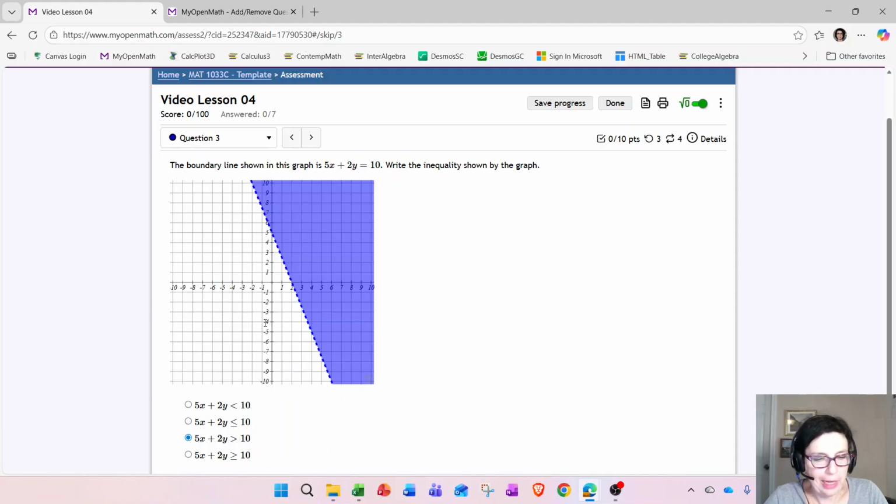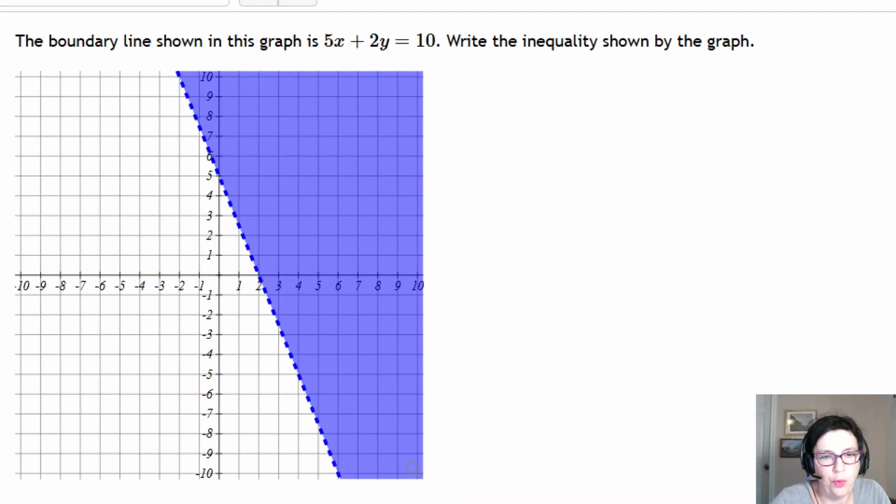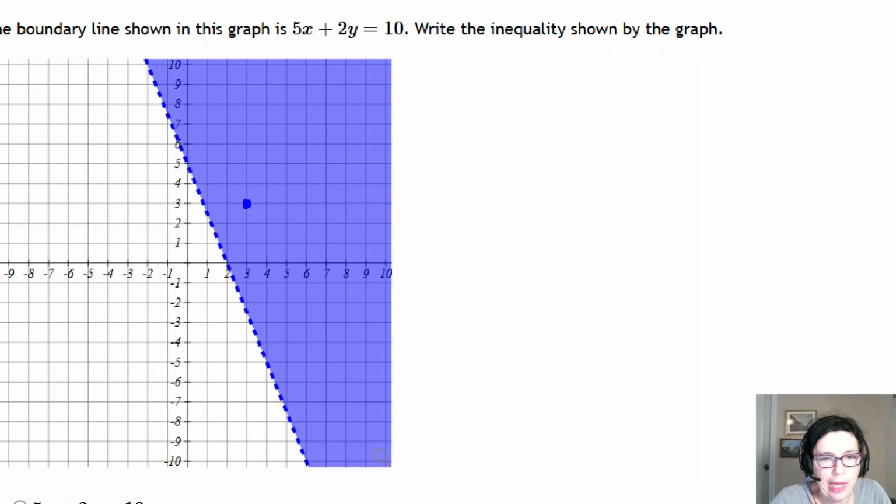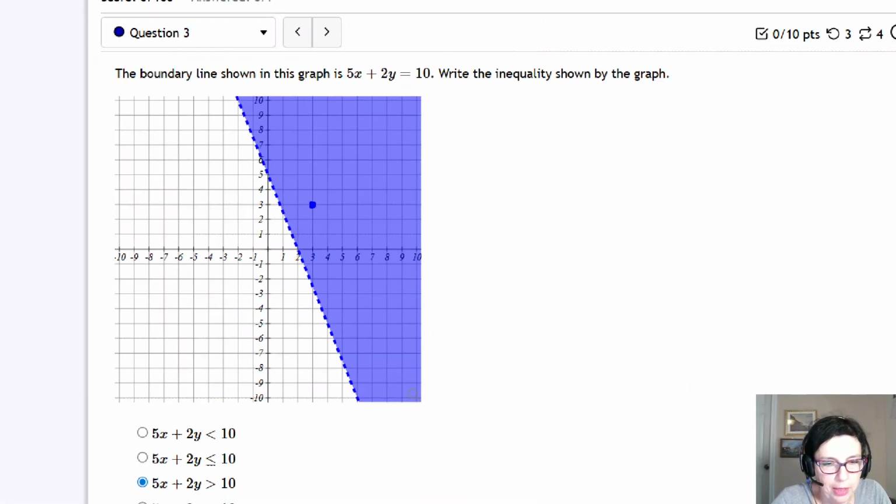What you do is take any point that belongs to the shaded region. It doesn't matter which one, but you cannot take one on the boundary. Let's just say I'm going to take this one right here, (3, 3). What I have to do is plug it into one of these inequalities and see if it makes it true. If it is true, then that's the answer. If it is false, then that's not the answer.